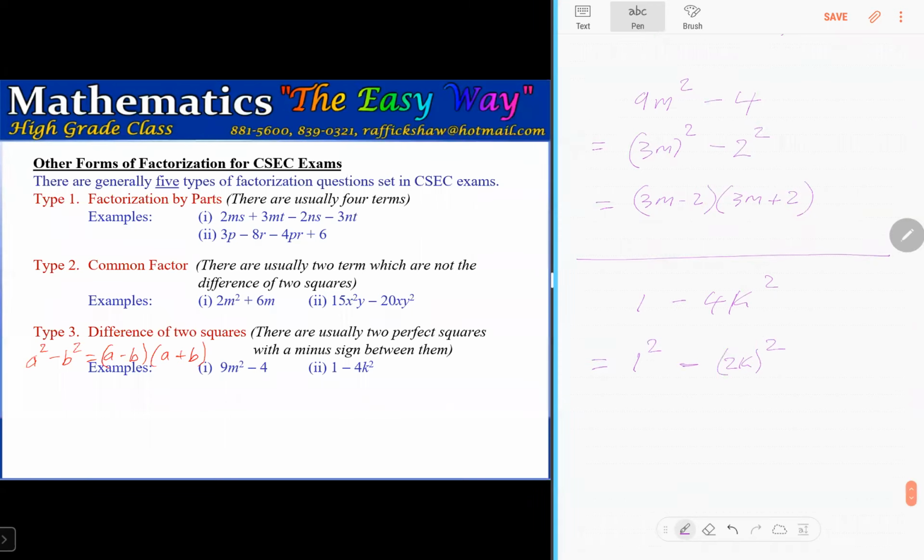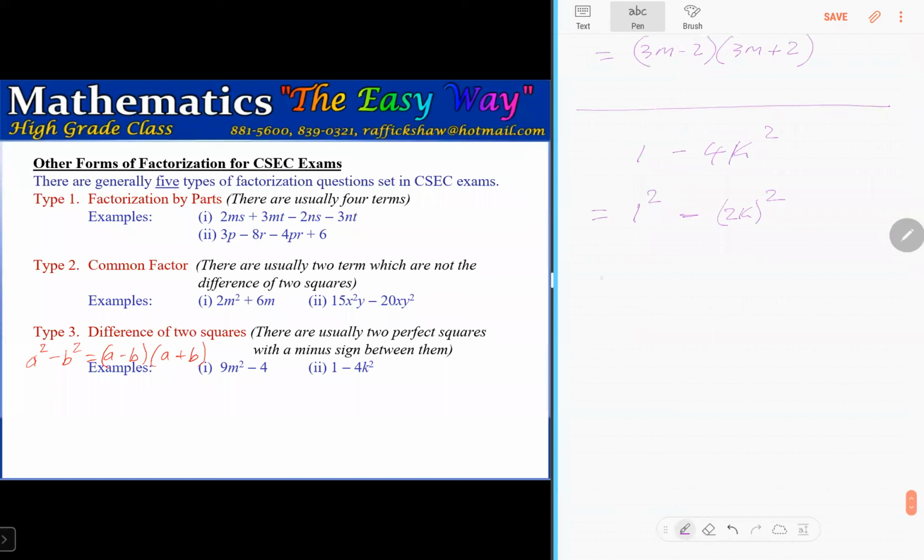All right? So this now becomes 1 minus 2k times 1 plus 2k, done. That's it. Difference of two squares. All right, simple as that. We have to remember that 1 is a perfect square.